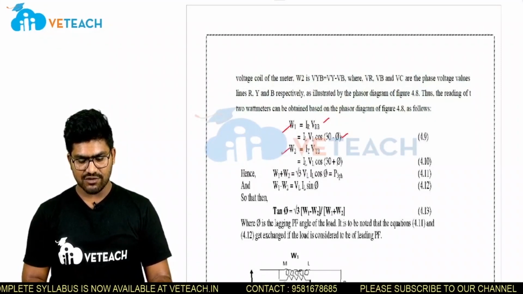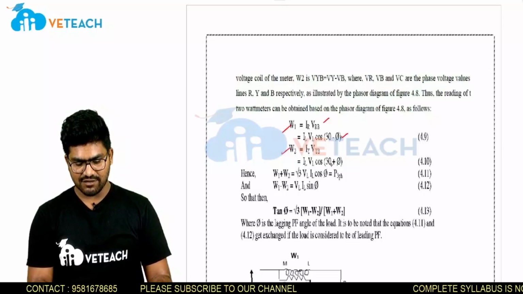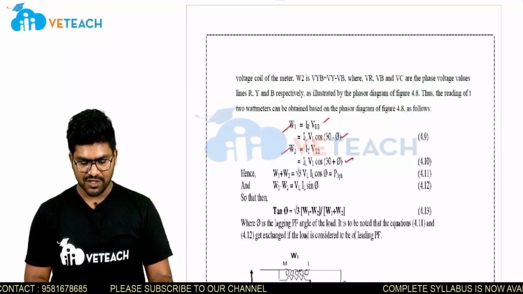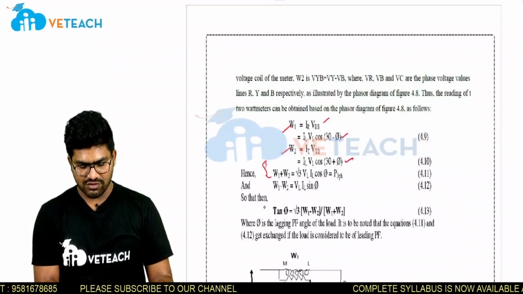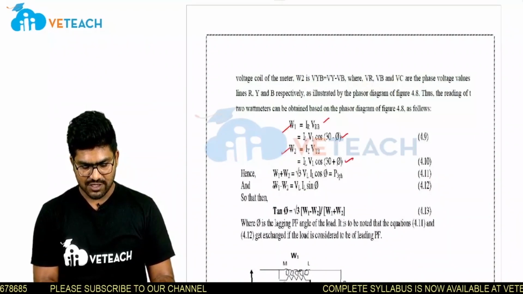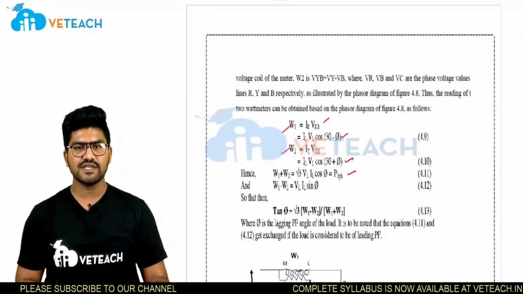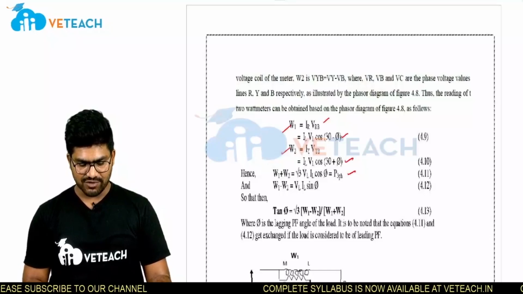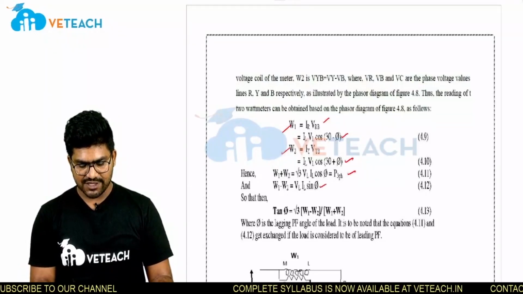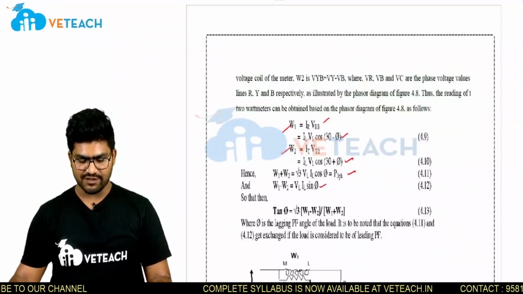So W2 is equal to VYB IY, which is VL IL cos(30 + phi). So if I add these two, W1 plus W2 is equal to root 3 VL IL cos phi, which is the 3-phase power. So W1 minus W2 is giving VL IL sin phi.